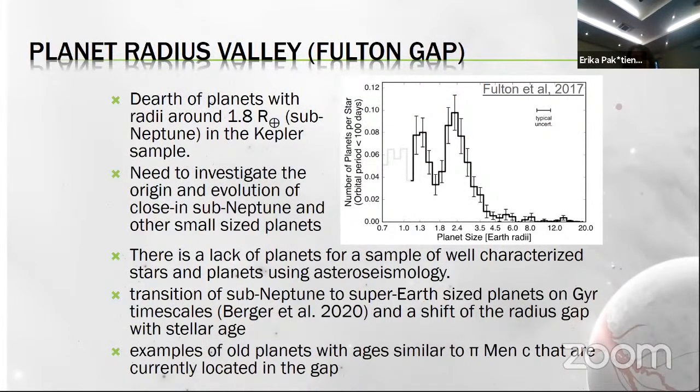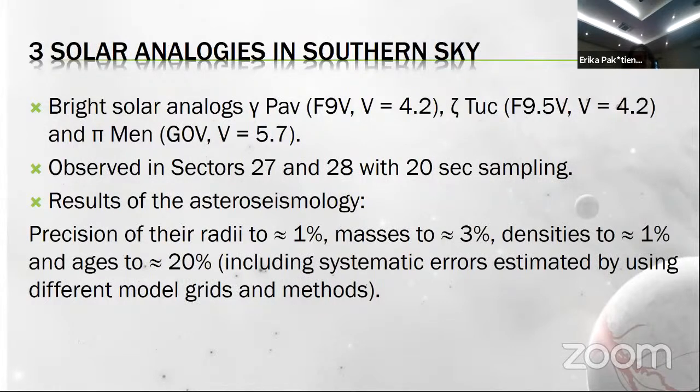And probably you know the problem called the Fulton gap or planet radius valley. There is a lack of planets with a certain radius, around 1.8, between sub-Neptunian planets and super-Earths. The problem is that we don't know why there are fewer of those exoplanets. We need to find more stars which are in that gap, and that probably will explain to us what is going on there.